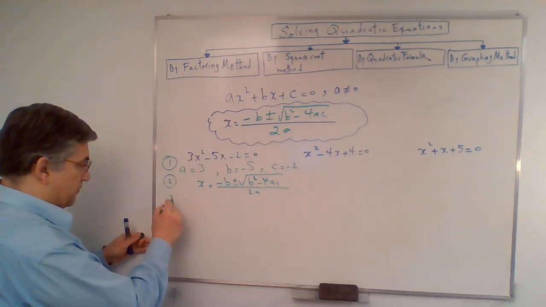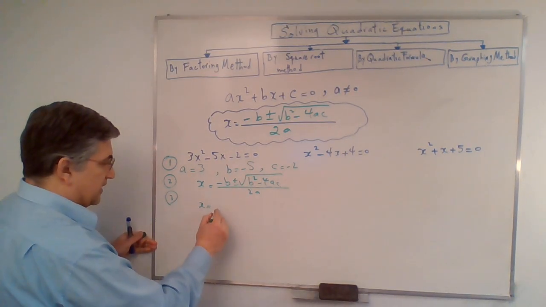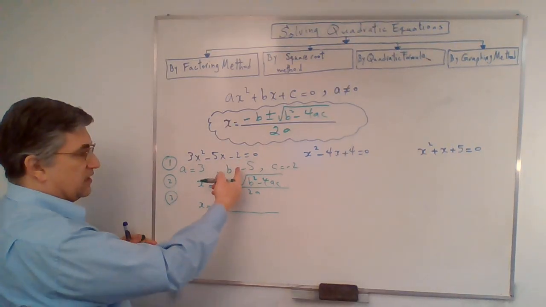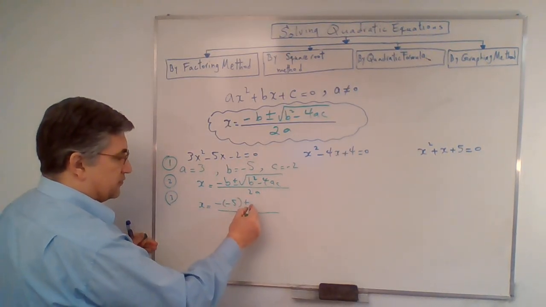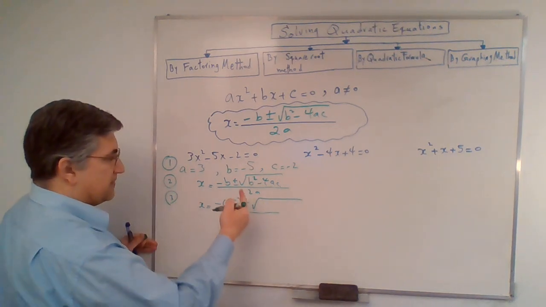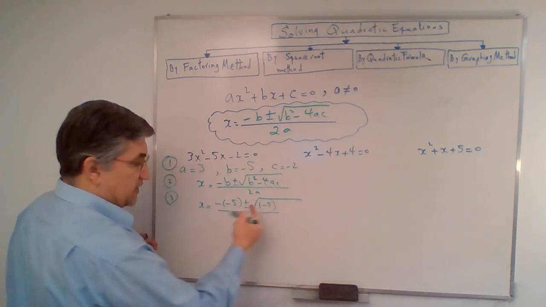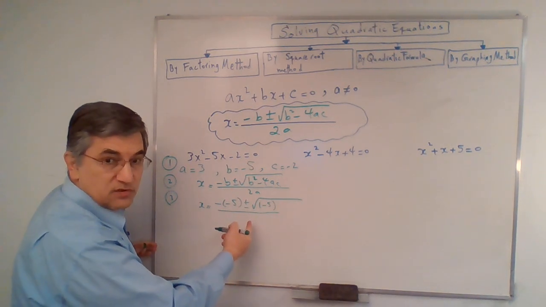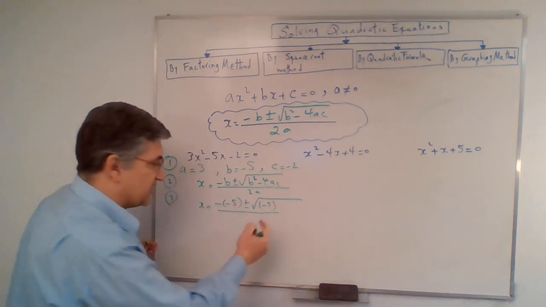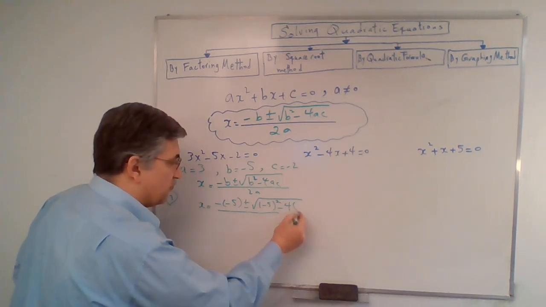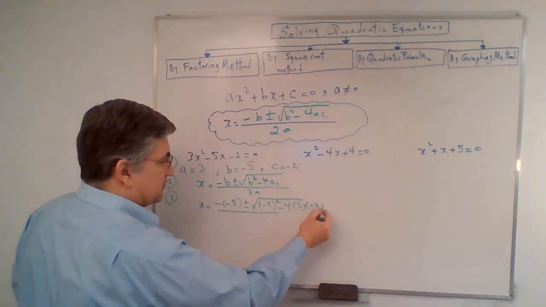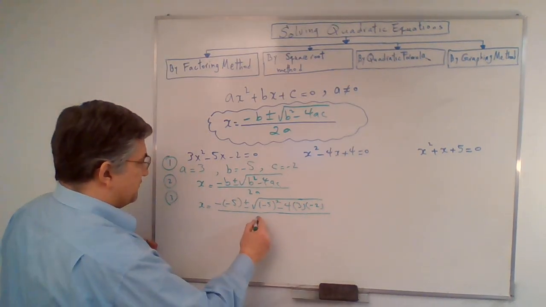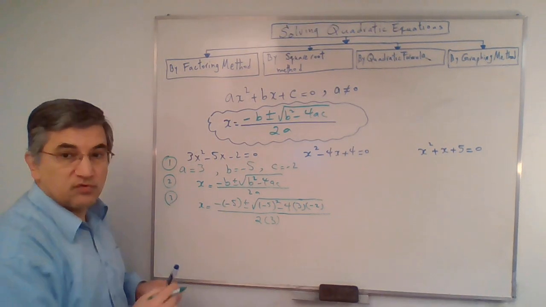Substitution, basically. Okay? So I have negative b, which means negative of negative 5, because my b value is negative 5, plus or minus the square root of b squared, which is negative 5, inside the brackets. It's important you put negative numbers inside the brackets. Squared minus 4 times a, which is 3, times c, which is negative 2, divided by 2 times 3, that's 2a.